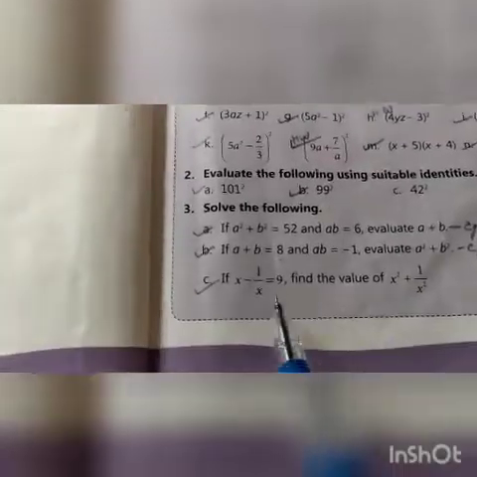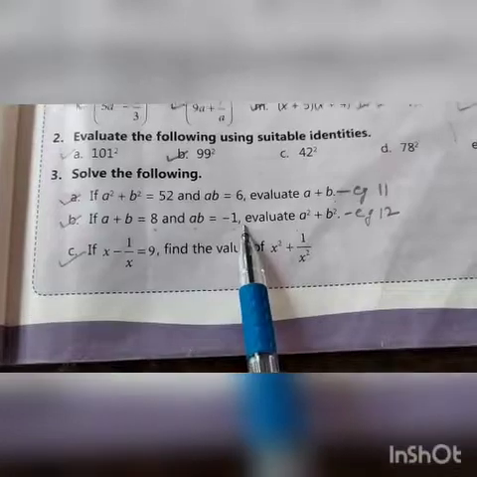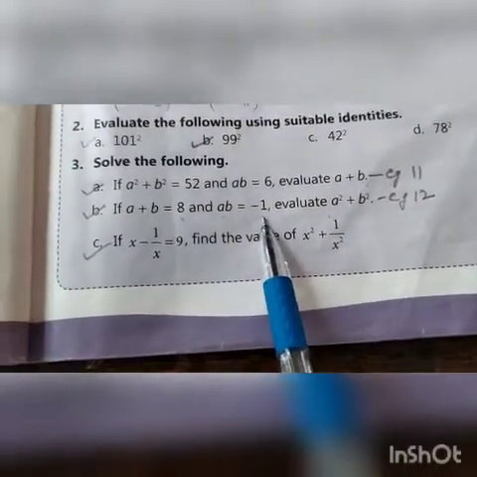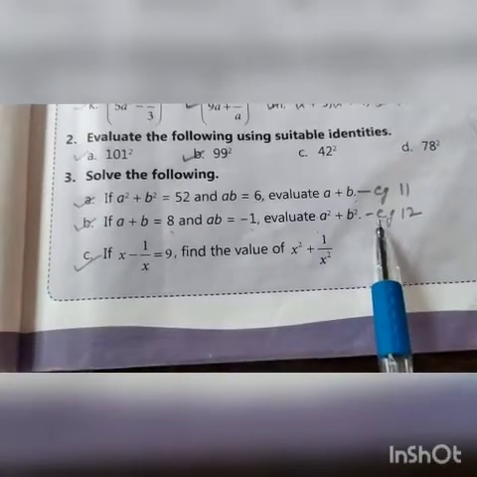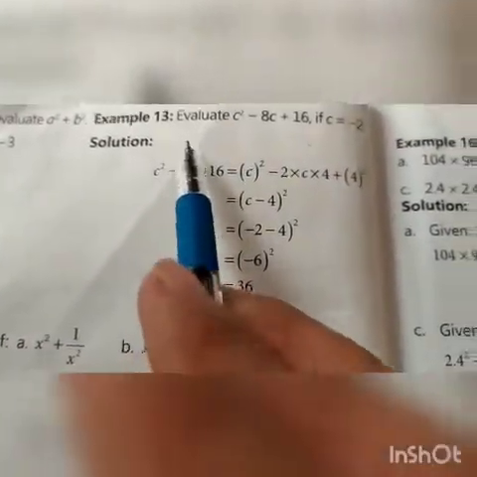Now third B question. If a plus b is equal to 8 and ab is equal to minus 1, evaluate a square plus b square. It is the same as I explained in example 12. So you will do it yourself also. Now come to example 13.